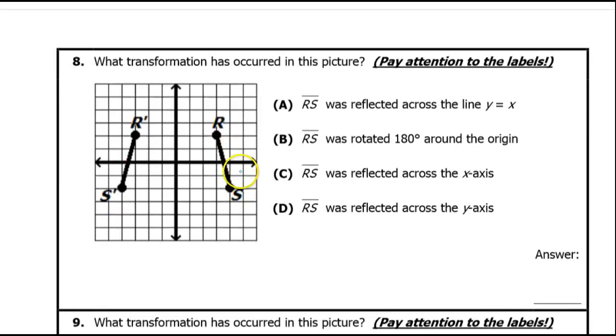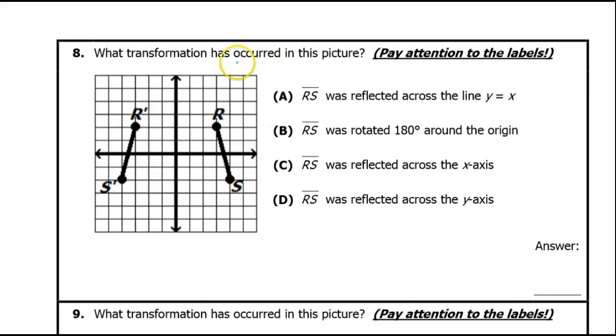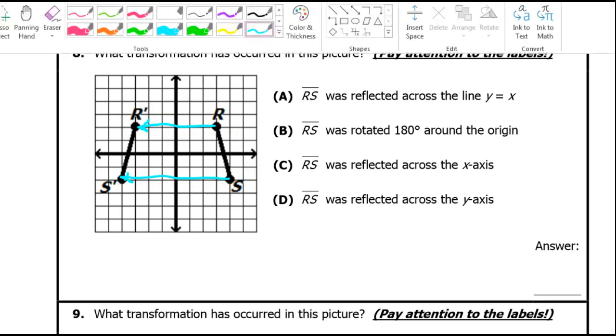All right, let's move on to problem number 8. Okay, what transformation occurred in this picture? Okay, so this is just a multiple choice question. So notice that R became R prime, so this reflection happened. Well, I say reflection, but we haven't decided that yet, but this point became this point. I see S and S prime. So it just went like that. All right, so it seems clear that these points are mirror images of each other across the y-axis.